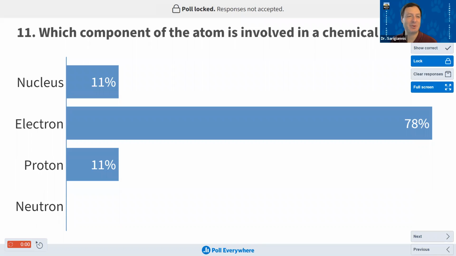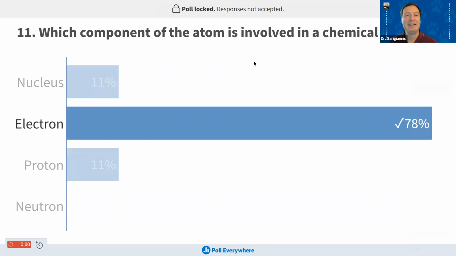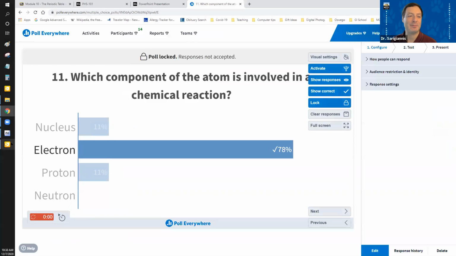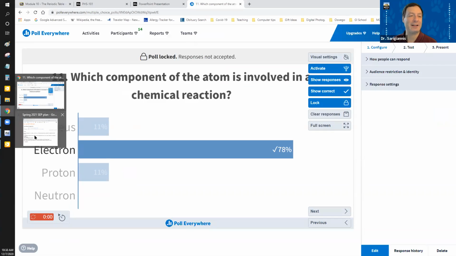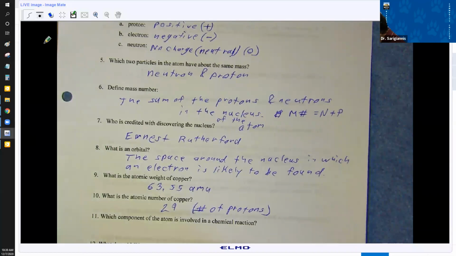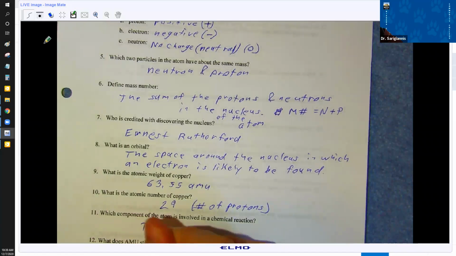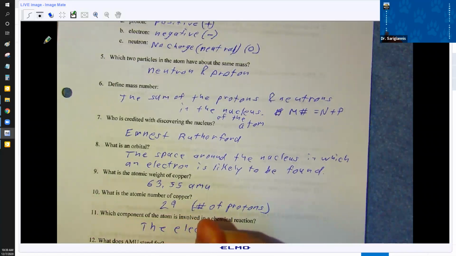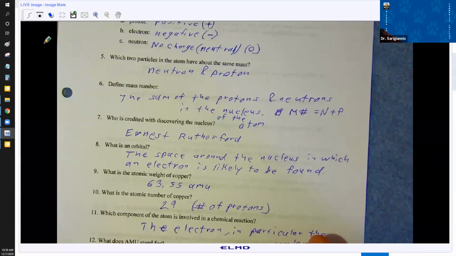All right, some nucleus, some protons. Electrons is the correct answer. Electrons are the ones that are involved in a chemical reaction, particularly the valence electrons. So let's write this down. It's the electron, in particular, the valence electrons.